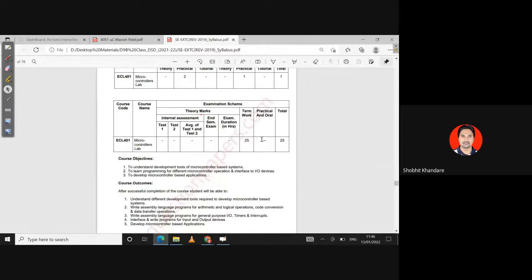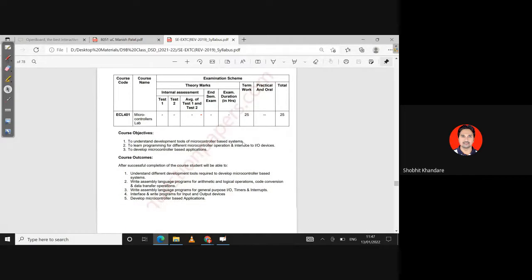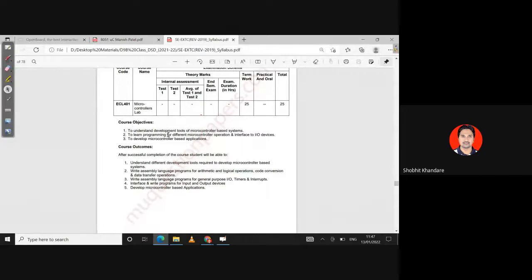Now when we formulated this syllabus, we told Mumbai University that there should be an oral exam and a practical exam. But I don't know what happened, they have neglected it, they have not considered the practical and oral exam, so you will be having only 25 marks for the term work. Your 25 marks on the term work depend upon your journal, your lab write-ups. Okay, so see here the course objective.